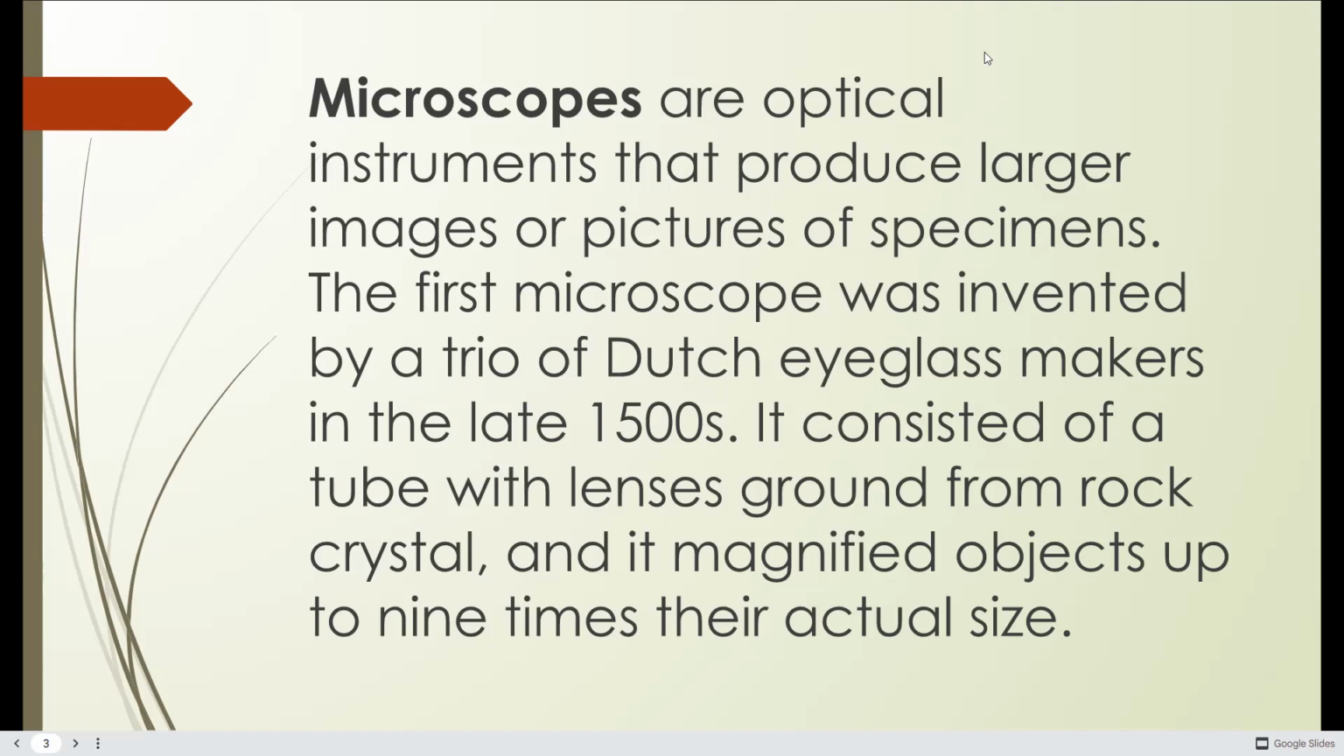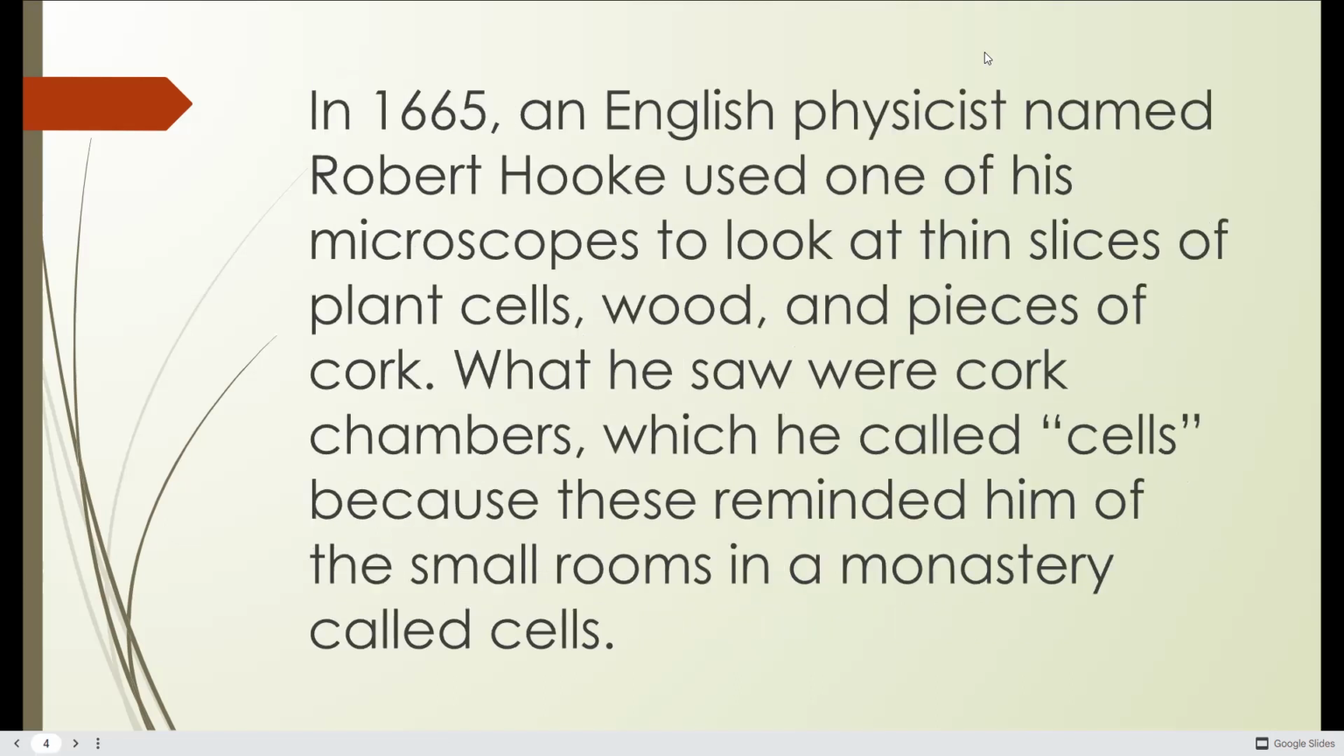The first microscope was invented by the Dutch Zacharias Janssen in the late 1500s. It consisted of a tube with lenses at both ends and magnified objects up to 9 times. That was the first microscope, which magnified up to 9.